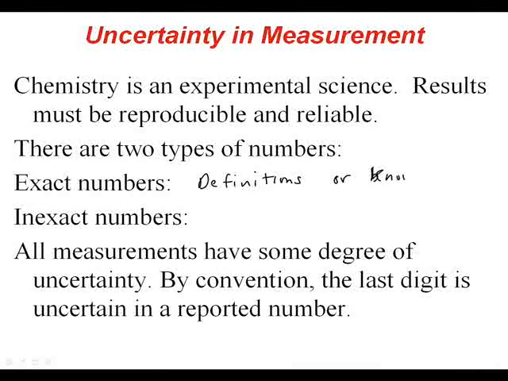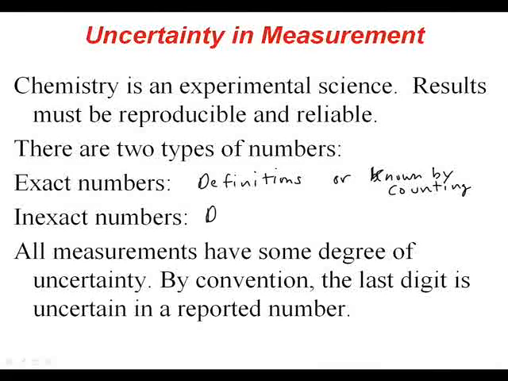For example, the number of students in the class, you can count. There are no half students. The definition of 1 inch equals, or 12 inches equals 1 foot. But we also need to think about inexact numbers. These are derived by measurement.